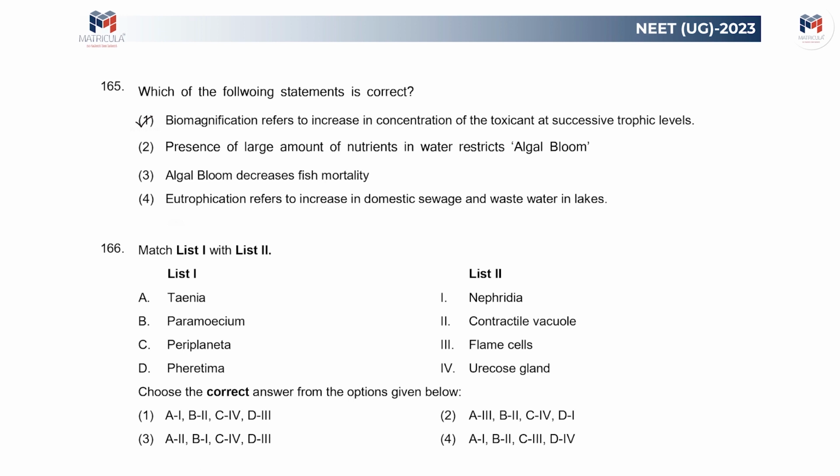Question number 166. Match list 1 with list 2. Choose the correct answer from the options given below. The correct answer is option number 2. A matches with 3, B matches with 2, C matches with 4 and D matches with 1.